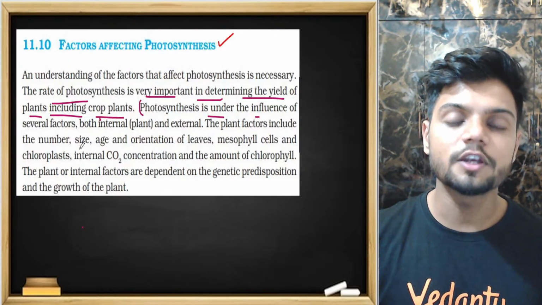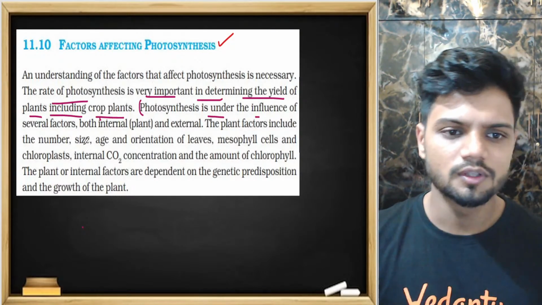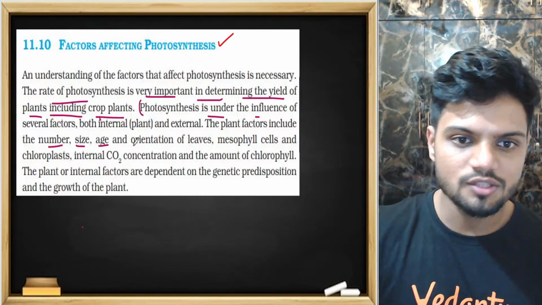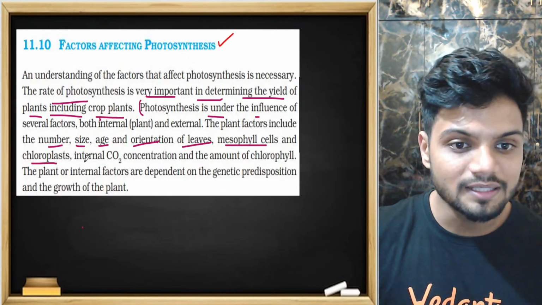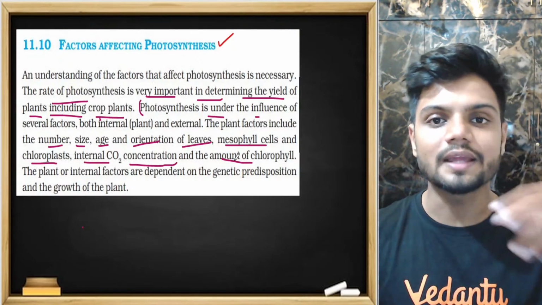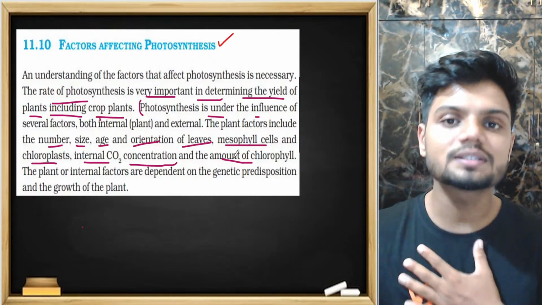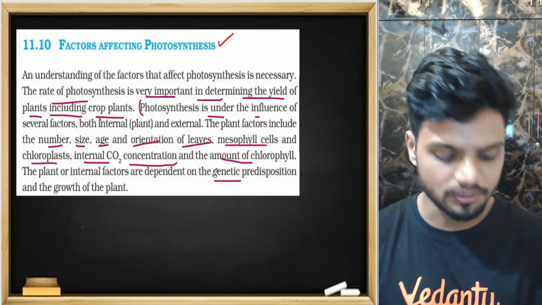When I say age of the leaf, I mean even a moderate age. Old leaves just do not have chlorophyll and they fall off. See number, size, and age and orientation of the leaf, mesophyll cells and chloroplast, internal CO2 concentration and amount of chlorophyll. All of these are called internal factors, and internal factors are mainly based on genetics.